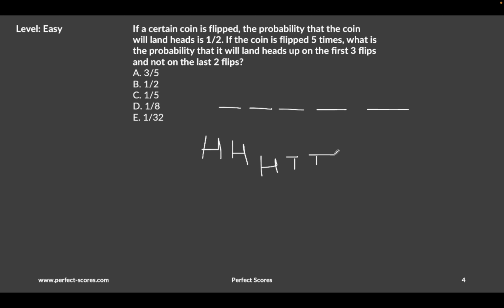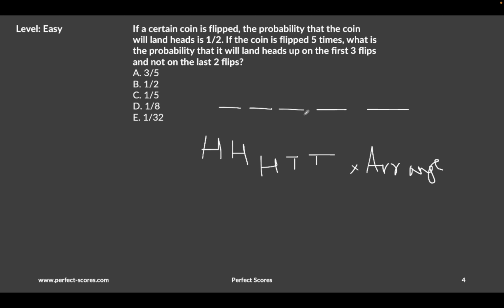Because that's what it wants. It wants exactly that. It says, what is the probability that it will land heads up on the first 3 and not on the last 2? And here's a question I'm going to ask you, and you have to think about it. What do you think is the arrangement of this particular scenario? Can you arrange this further? Well, the answer is no.